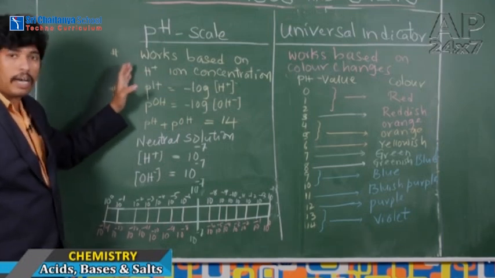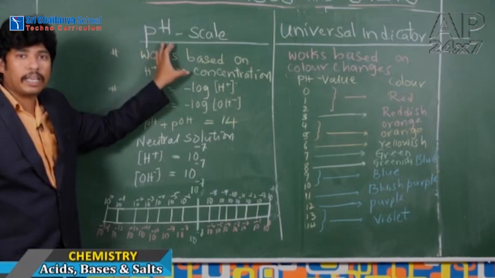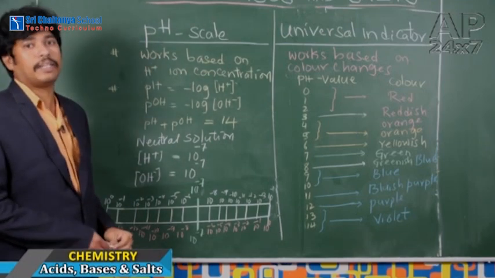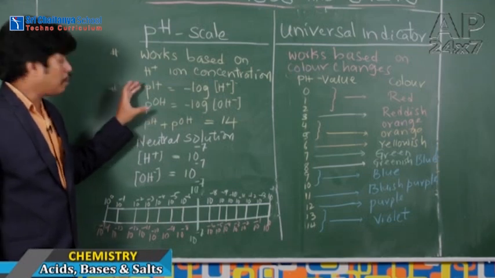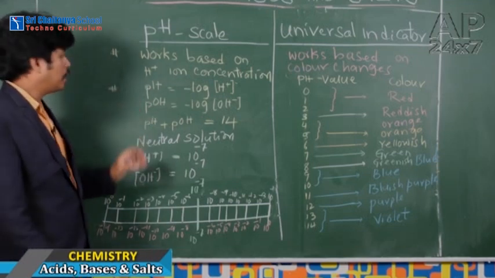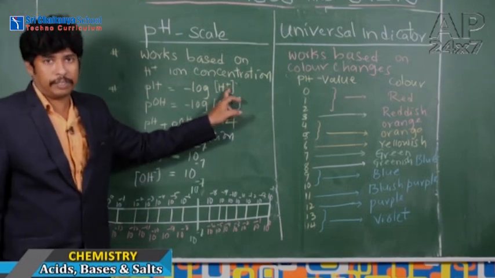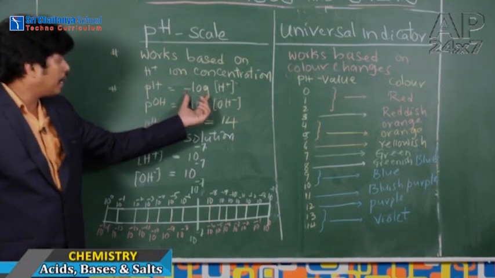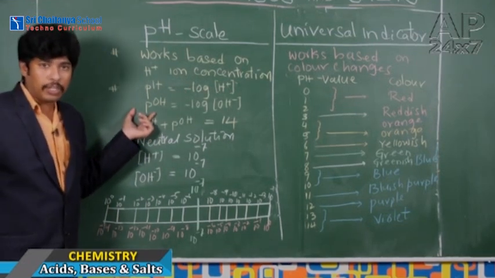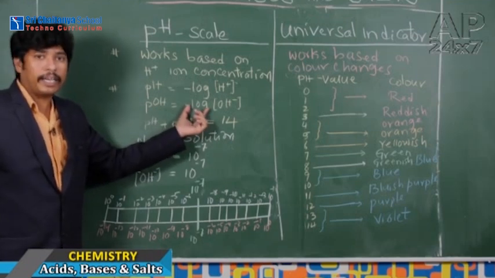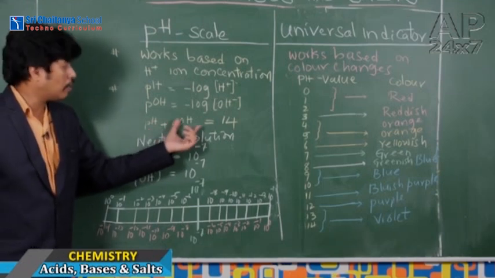And here let us have a discussion on pH scale in detail. So as I said, the pH scale mainly works on H plus ion concentration in the solution. Mathematically, in a simplified manner, we can express the pH of the solution as pH is equal to negative logarithm of H plus ion concentration, and we can simply represent it like negative log of H plus ion concentration. And in the same way, pOH of the solution can be represented like negative log of OH minus ion concentration, and pH plus pOH is equal to 14.